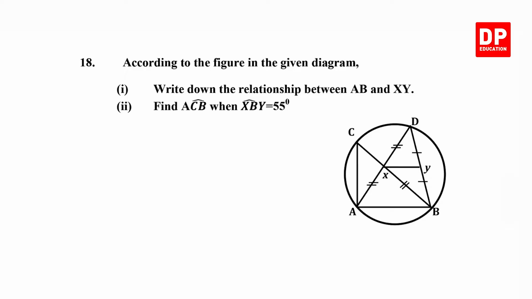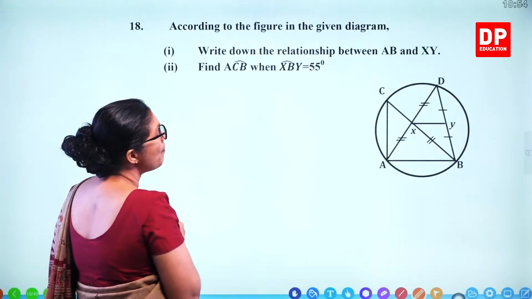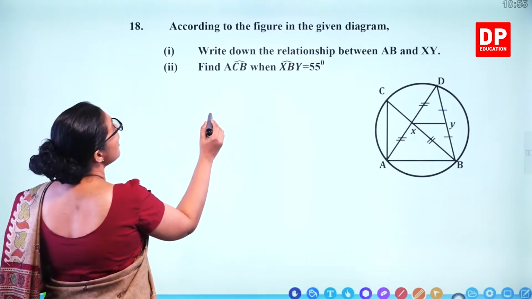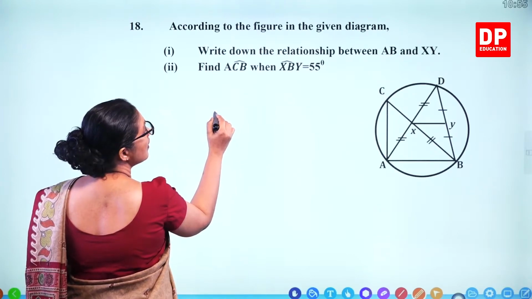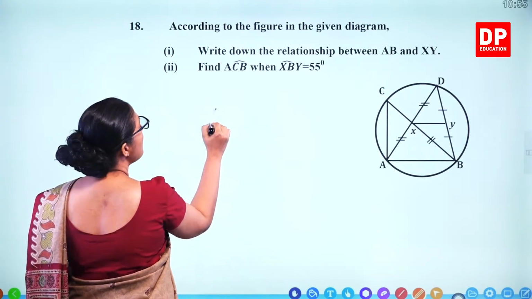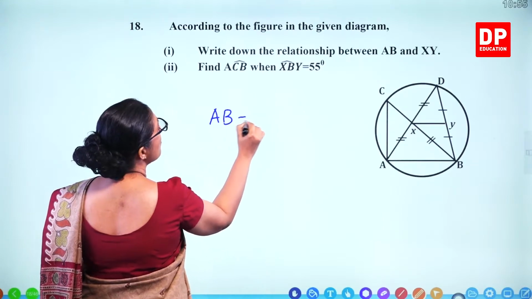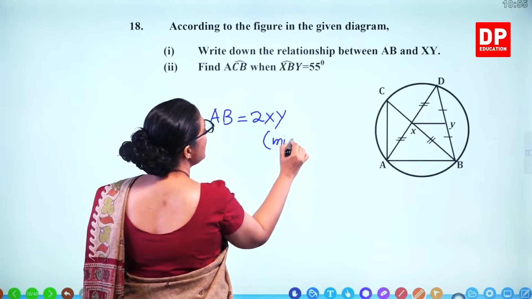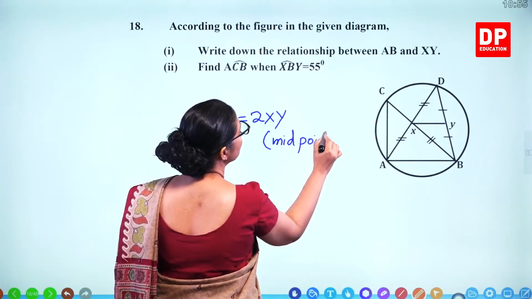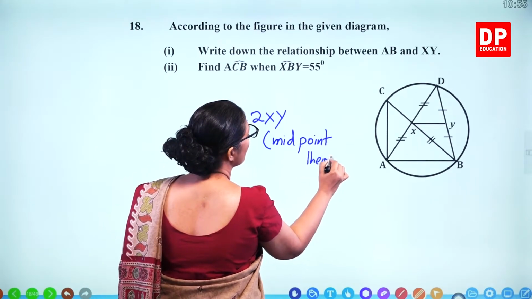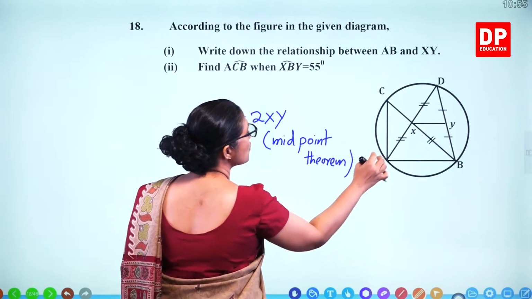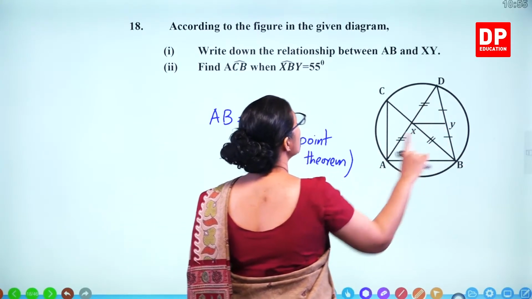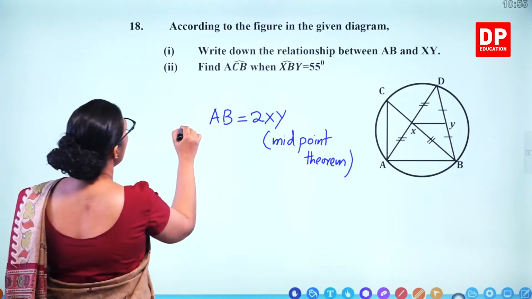Question number 18. According to the figure in the given diagram, write down the relationship between AB and XY. According to midpoint theorem, we can say XY is half of AB, or AB equals double of XY. According to midpoint theorem, because we can see this is the midpoint, this is also the midpoint.